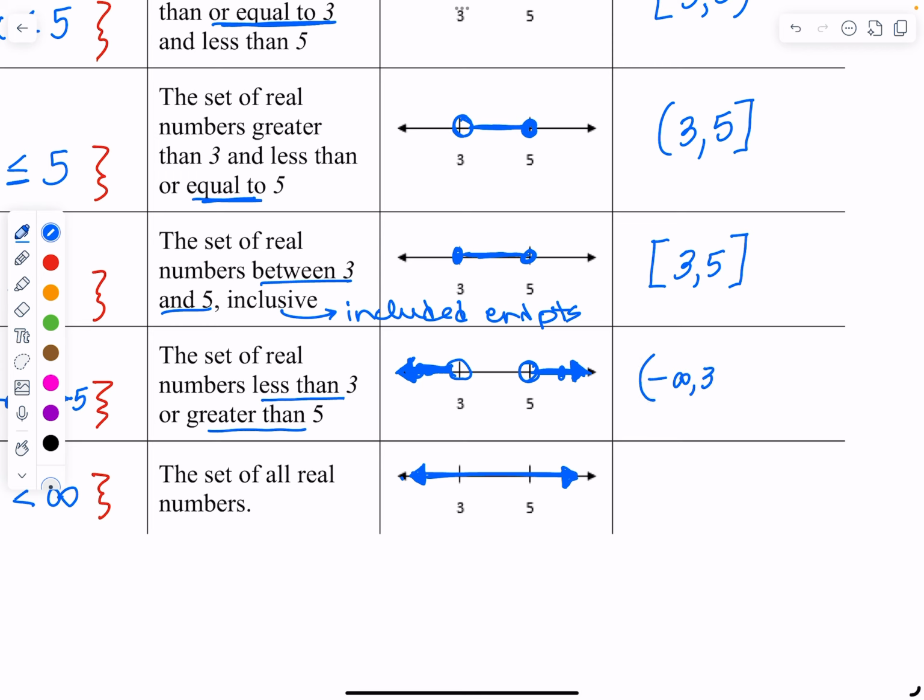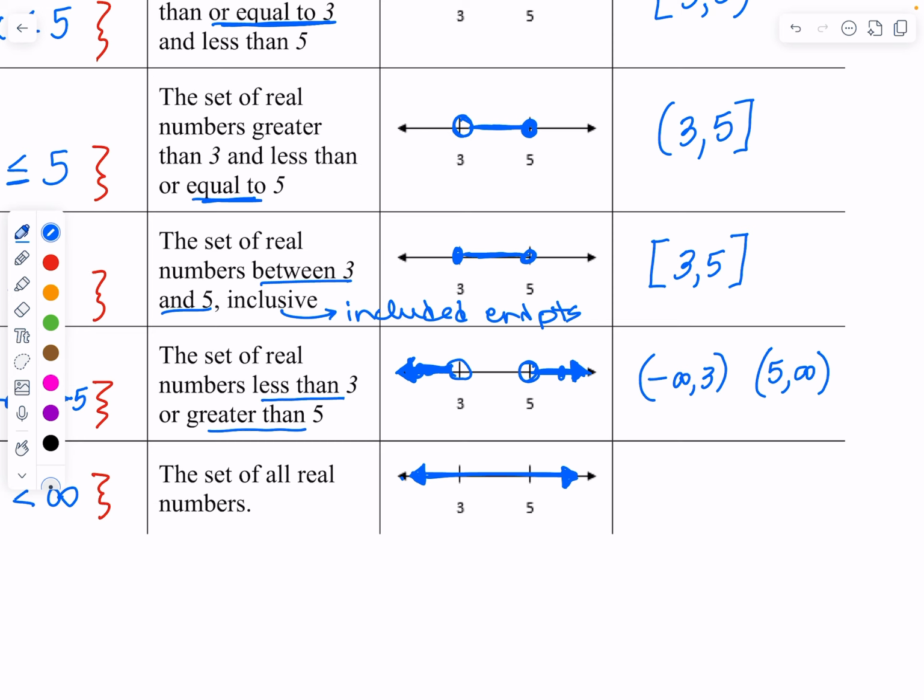My negative infinity, we always get a parentheses. What about the 3? Do you notice it has an open circle? That's because it has no or equal to. So it's going to be parentheses. We're going to skip a little space, just like we skipped here. And the next number we get to is 5, or almost 5. So we're going to go 5 to infinity. They both get parentheses. Infinity always gets parentheses. 5 also gets a parentheses.